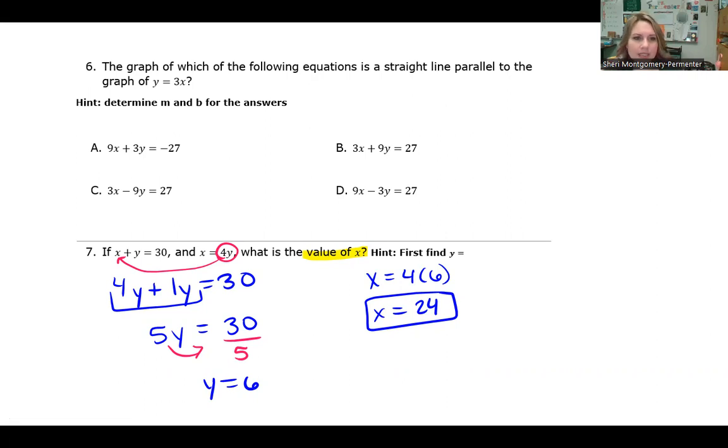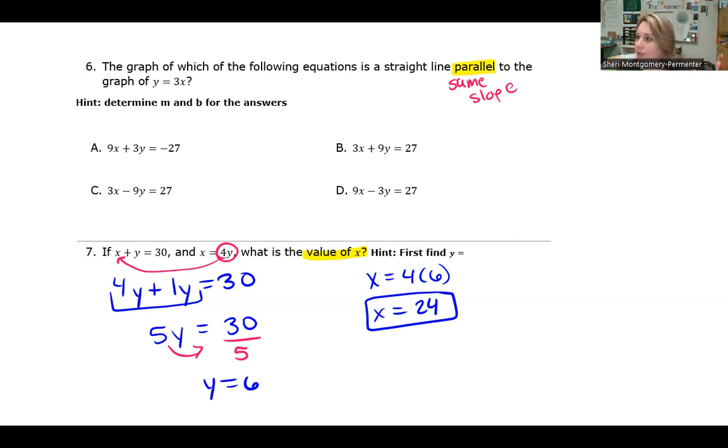So question number 6 says, the graph of which of the following is a straight line that's parallel to the graph of y is equal to 3x? What do we know about parallel lines? How does the slope relate? So we're trying to find which one is a line that is parallel. What do we know about the slopes of parallel lines? Yes, they are the same. So they are going to have the same slope.